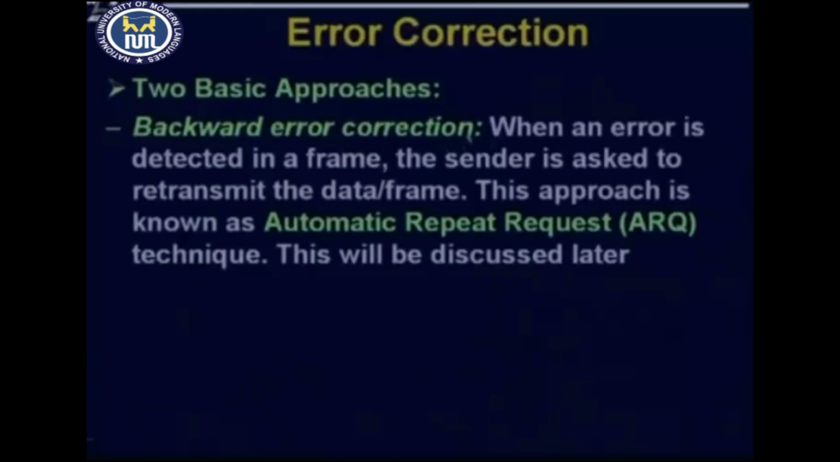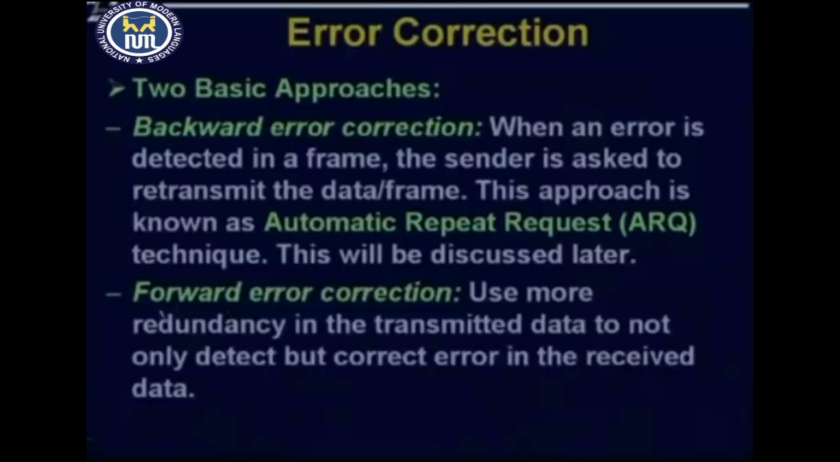This backward error correction is based on when the error is detected in a frame, the sender is asked to retransmit the data frame. That means the receiver will check the error, detect the error from one of the schemes that we have discussed, and send the information to the sender and ask the sender to retransmit the frame once again. This is called automatic repeat request, and it is called backward error correction. And this particular scheme will be discussed in our next chapter.